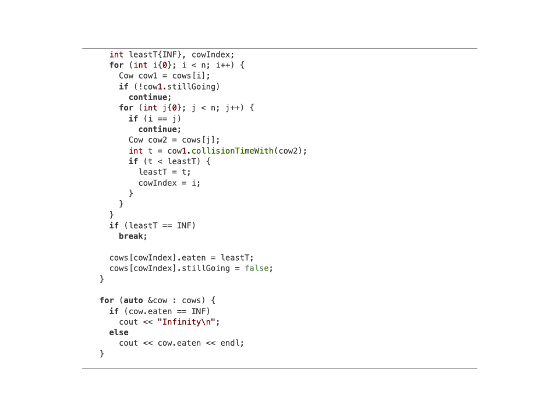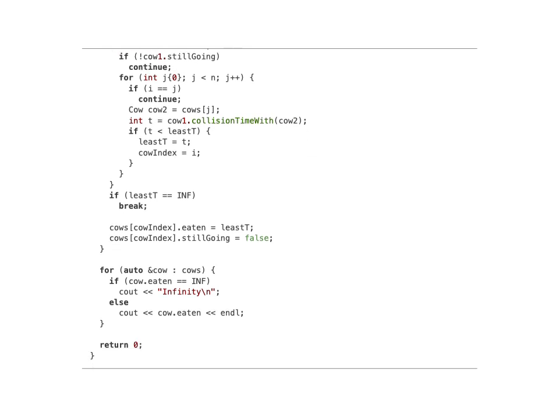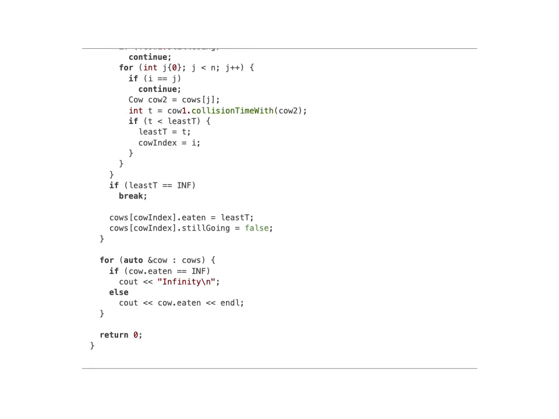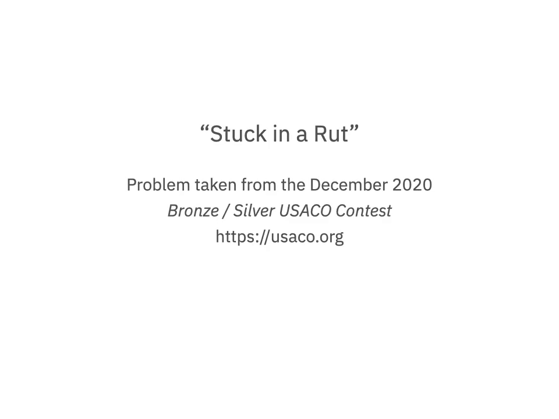Once we are done, we simply write the amount of grass each cow has eaten to the standard output. And we're done. And that's that.